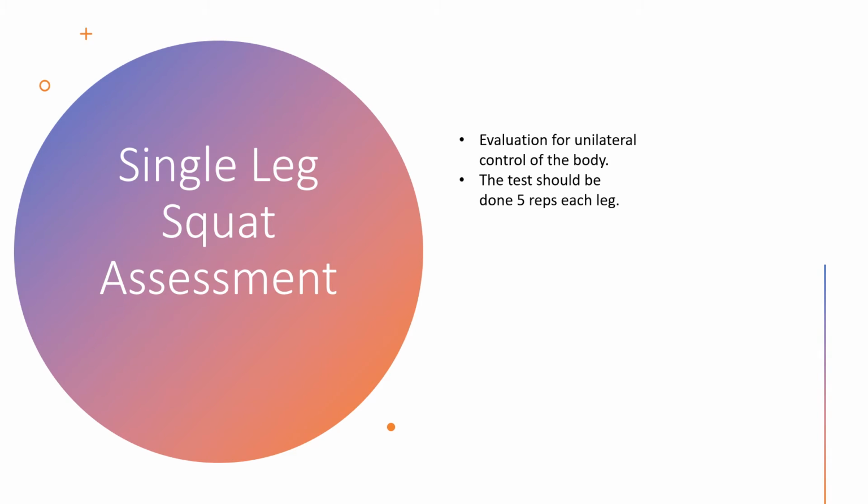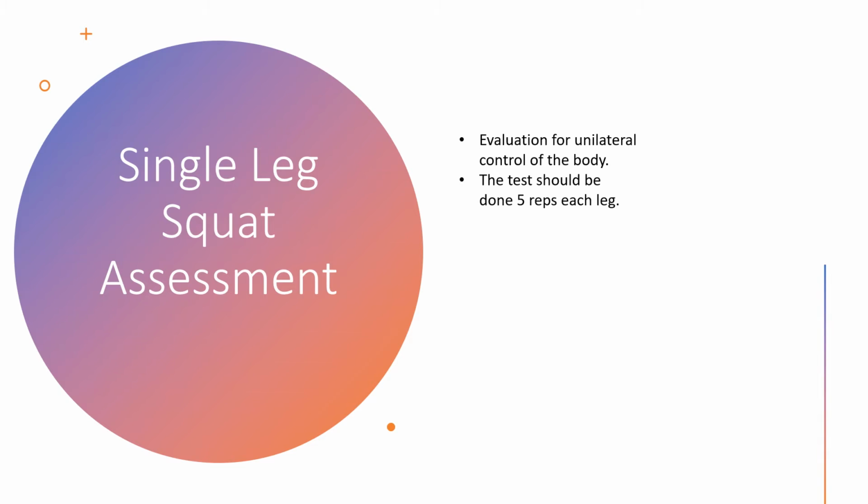All right, so the next one we're going to look at is the single leg squat assessment. Here we're going to be looking for several things. We're going to be looking for hip hikes, hip drops, knees moving inward, torso rotates inward, torso rotates outward.